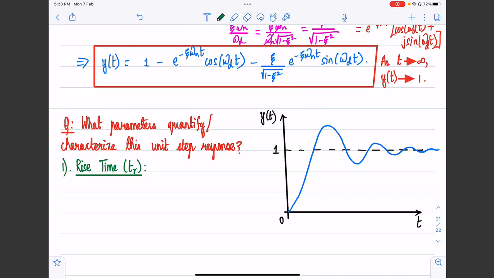Sir, if we plot y of t in any of the plotting tools with an equation like 1 minus e power minus zeta omega n t, we'll get the same kind of curve, right? Yes. So if I understood the question, if I can paraphrase it, suppose you substitute some value of zeta and omega n, and then you plot this curve. This is how it will qualitatively look.